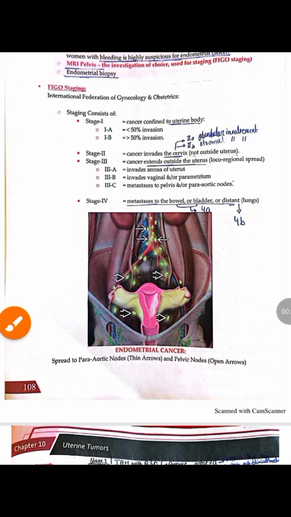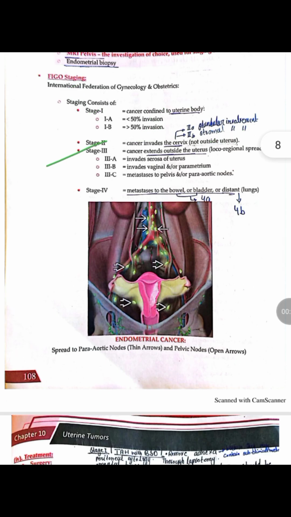In stage 3, the cancer extends outside the uterus. In stage 3A, there is involvement of the serosa of the uterus. In stage 3B, the cancer invades the vagina or the parametrium. And in stage 3C, there is metastasis to the pelvic or the para-aortic lymph nodes. And in stage 4, metastasis occurs.